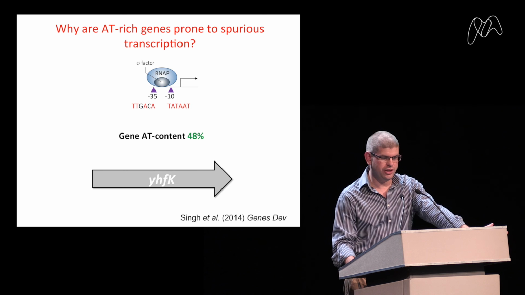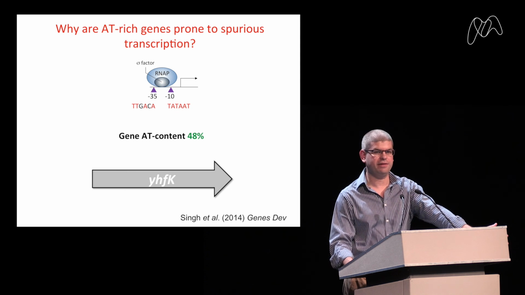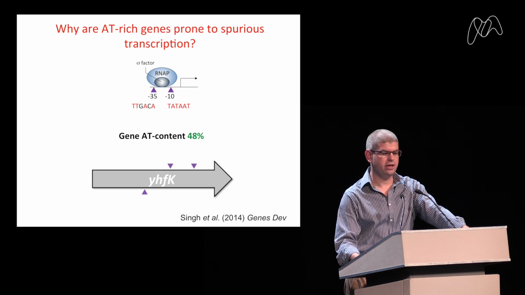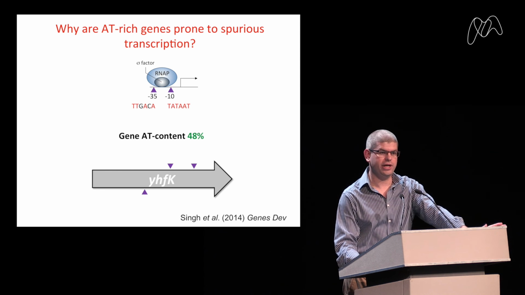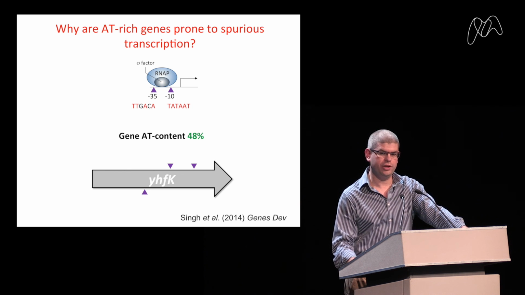I don't actually know what this gene does, but it's got an AT content of 48%, and this is fairly typical for the E. coli chromosome. You can find thousands of genes in E. coli with this sort of AT content. If you look through yhfK for sequences that look like promoter -10 elements, you find that they occur very infrequently. Within yhfK, there are just 3 sequences that look like a promoter -10 element, 2 in the forward orientation, 1 in the reverse orientation.